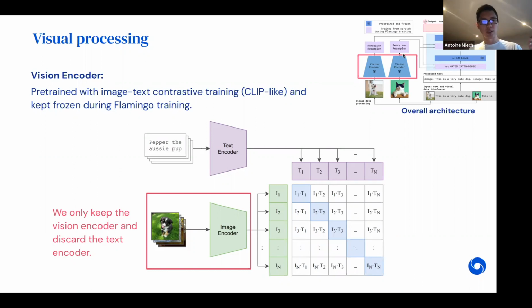We are just trying to match images with corresponding captions, and we're just going to train that on millions and millions of images. That's a very good task to get an image encoder that is already aligned with language representation. Once we have trained that, we use this vision encoder, the one you can see on the top right, and we discard this text encoder that we don't use in Flamingo. It's just for us a way to train the visual encoder very quickly.